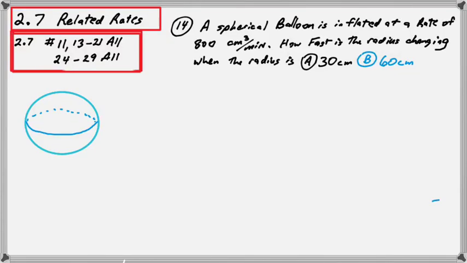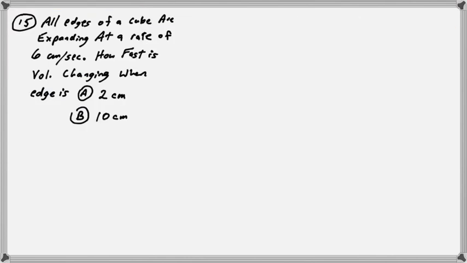Okay, I'm going to work through some of the 2-7 related rates questions. Again, to do related rates, you want to read the question, reread the question, identify what's given and what they're asking for. Draw a picture, write an equation, differentiate both sides with respect to time, and solve for what they're asking.